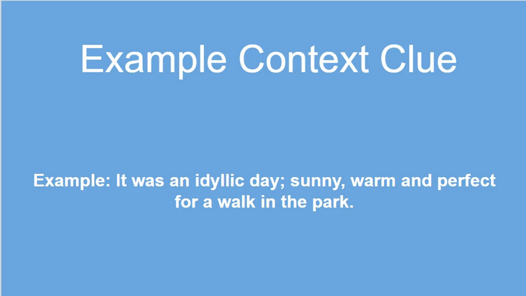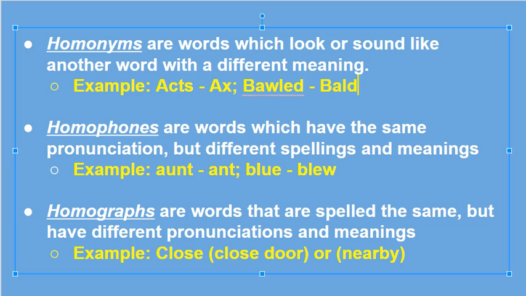Then we also have the example context clue. For example, it was an idyllic day, sunny, warm, and perfect for a walk in the park. Do you know what the word idyllic means? It gives you an example right there. Sunny, warm, and perfect. It's a perfect day. Please pause the video and write down these examples.